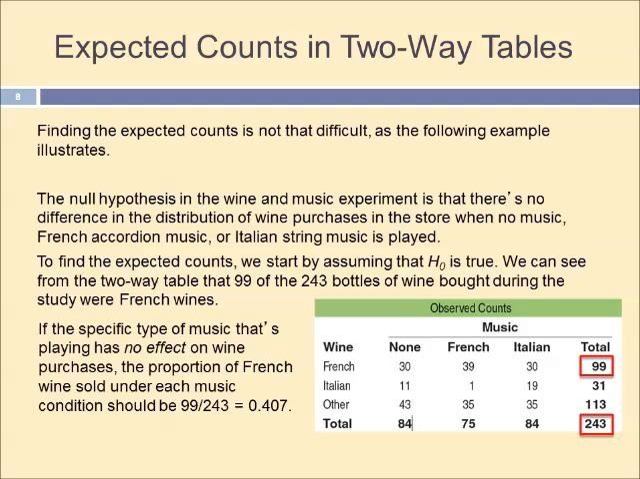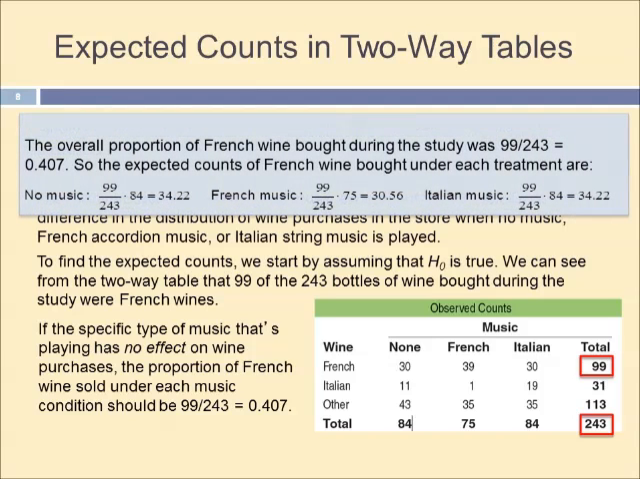So if the specific type of music that's playing has no effect on wine purchases, the proportion of French wine sold under each music condition should be the same. It should be 0.407. Under the condition where there's no music being played, there were 84 bottles of wine sold. Around 40% of those were French. So 84 times 0.407, 34.22. That's what we would expect to be the number of wines sold under that condition.